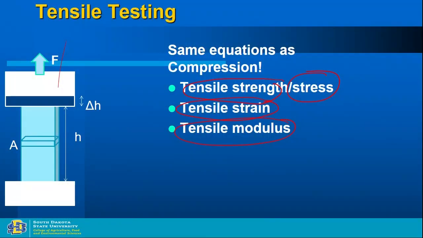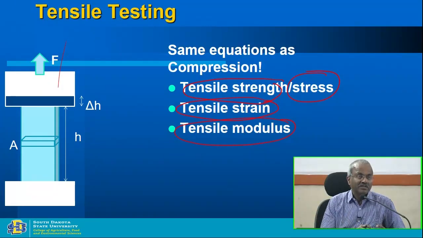Poisson ratio will be the same thing for the same material, whether it is compression or tension, right? Because we are assuming it's a homogeneous material, pore spaces will be the same whether you are doing compression or tension.